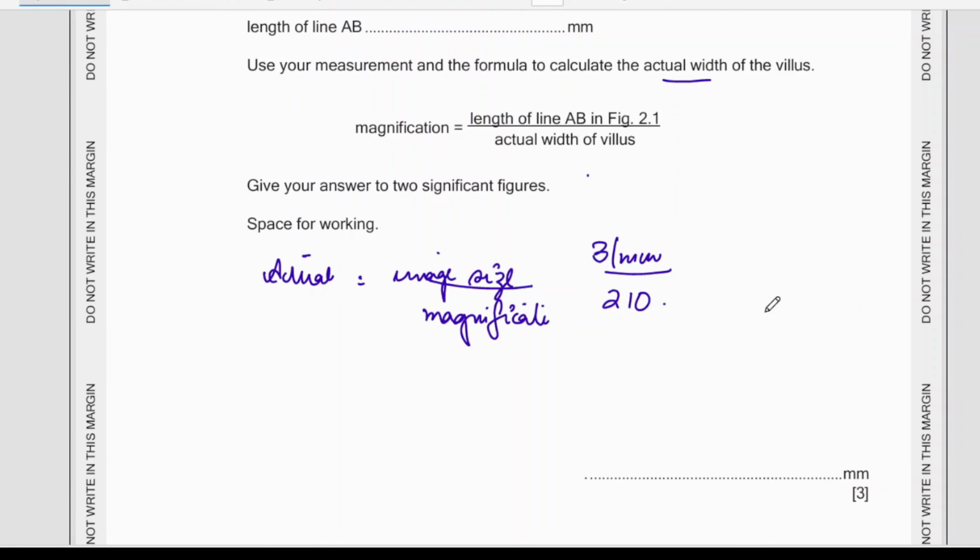Okay, then it's written two significant figures. This is one of the things that you guys miss. Whether it's written whole number, two decimal places, or two significant figures, be very careful what is written over here. Okay?